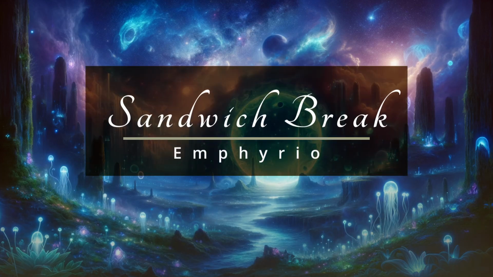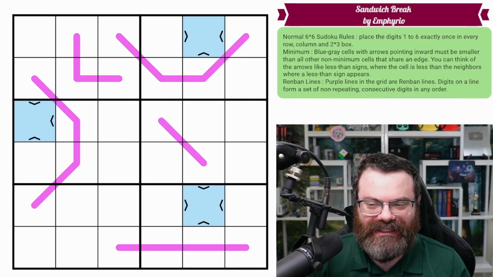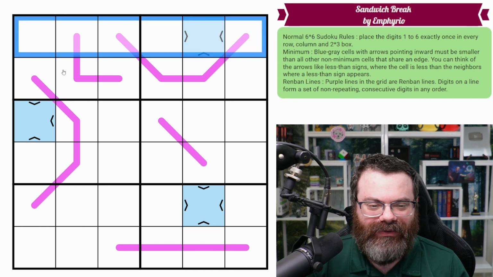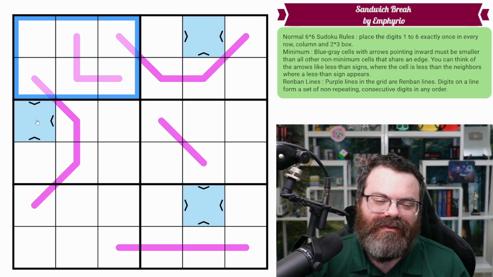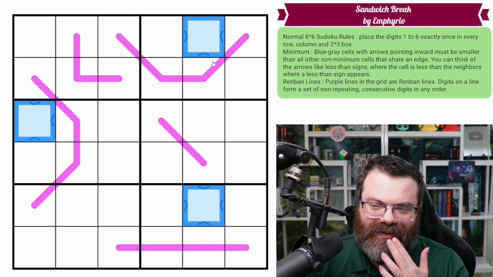Hello, let's continue our Sudoku adventure with Sandwich Break by Emphyrio. So we have normal 6x6 Sudoku rules. That means in every row, every column, and every 2x3 box, we are placing the digits 1 to 6 exactly once each. These blue cells in the grid are minimum cells.